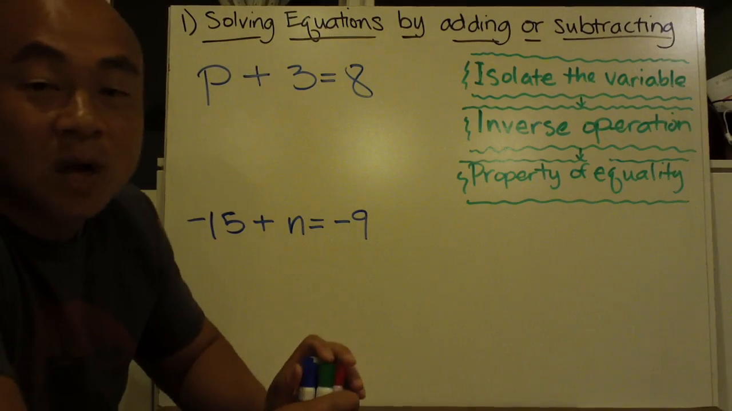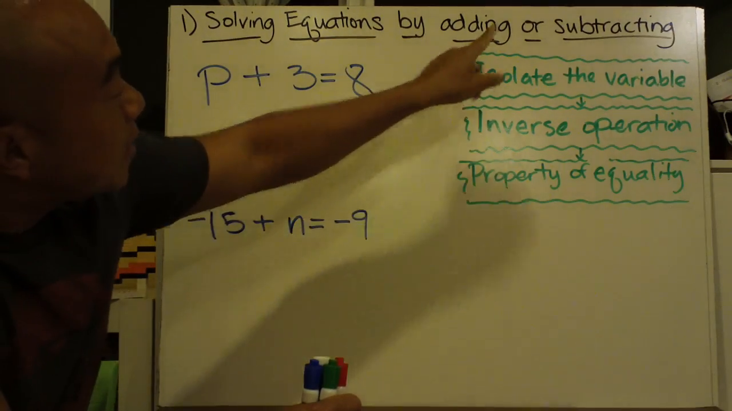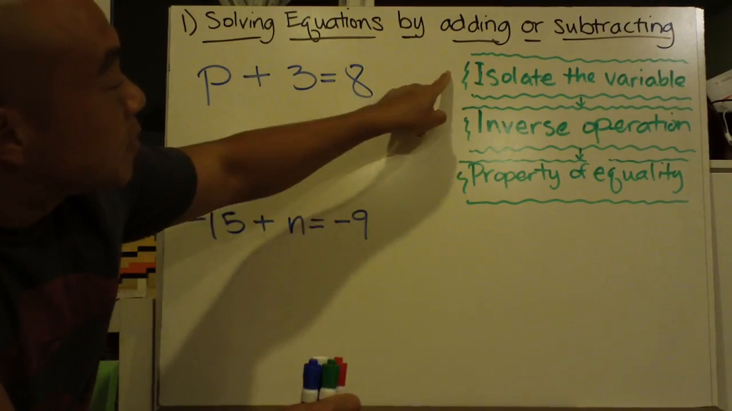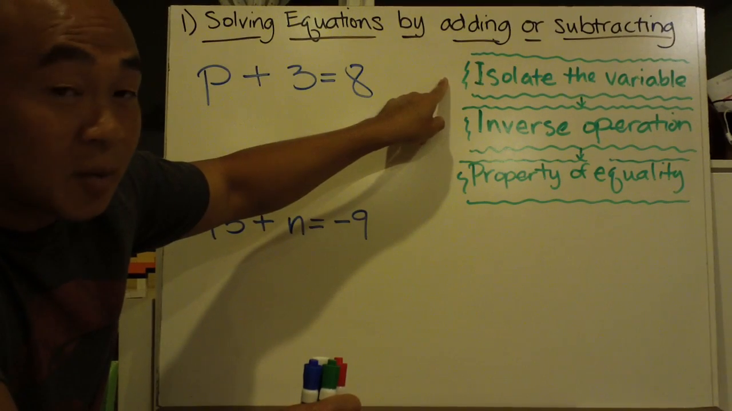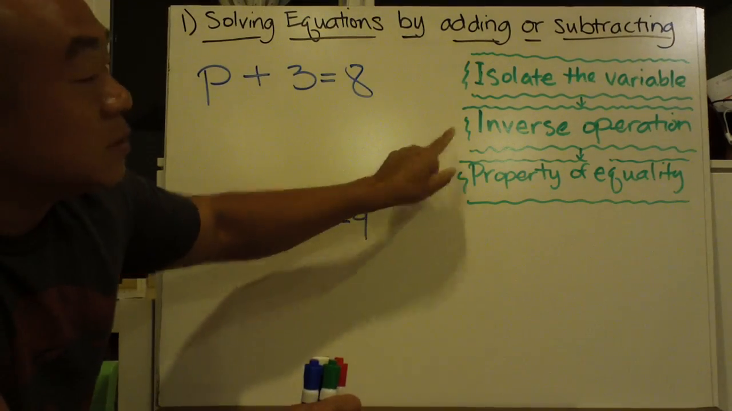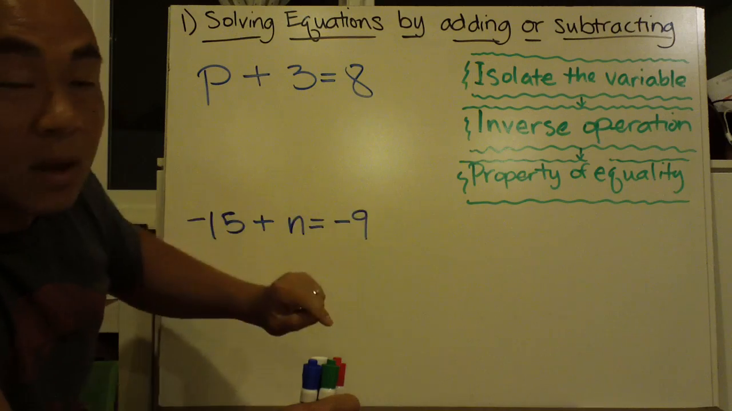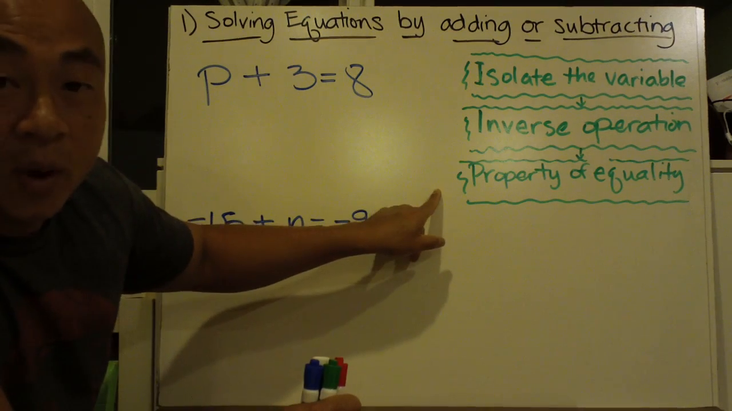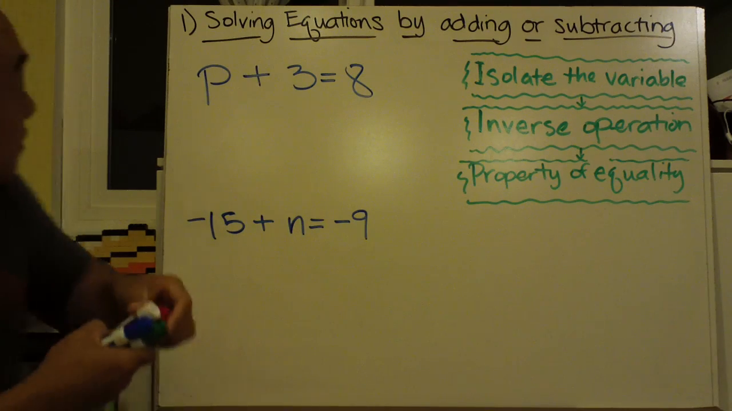Alright, our first topic is solving equations by adding or subtracting. You see three major points here. First, we're going to isolate the variable, in this case p. Then we're going to use the inverse operation to isolate that variable. And then we're going to use the property of equality to solve. I'm going to demonstrate what that means right here.